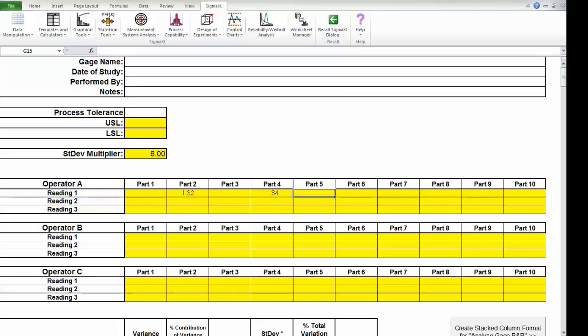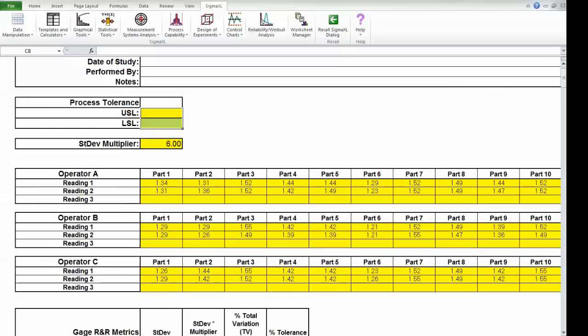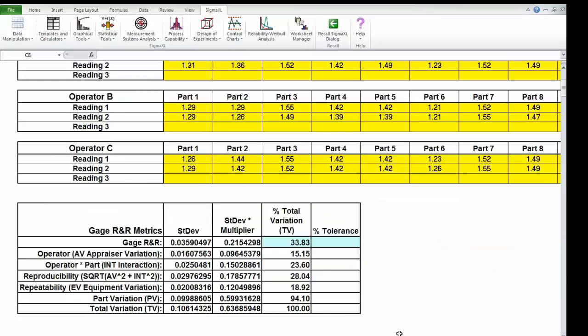Once you have all the measurements from all the operators, then you will have something that looks like this. We have this filled in. In this case, we had 3 operators, 10 parts, 2 measurements each. And as you scroll down, it automatically creates the statistics that you want to see. In this case, our gauge R&R number, a percent total variation, is above 30%.